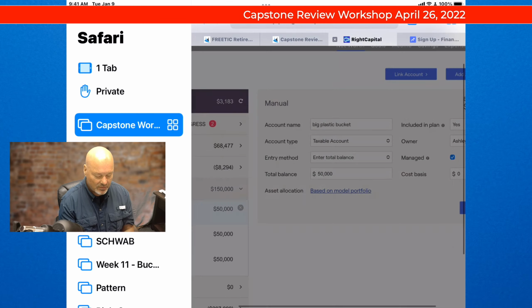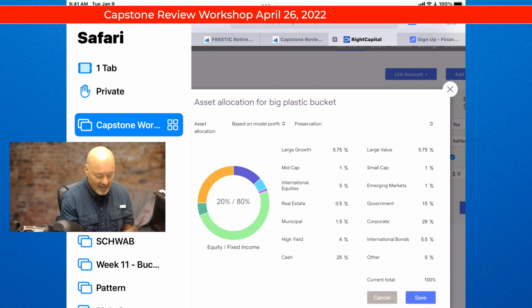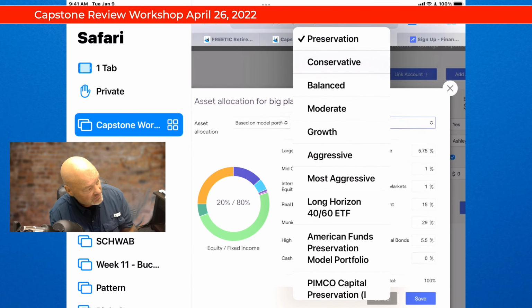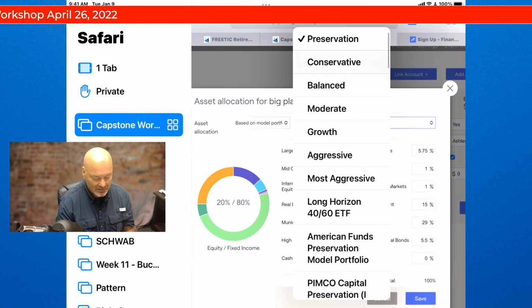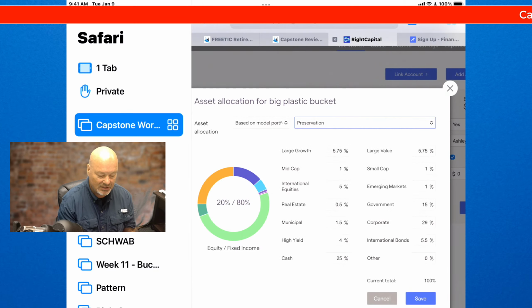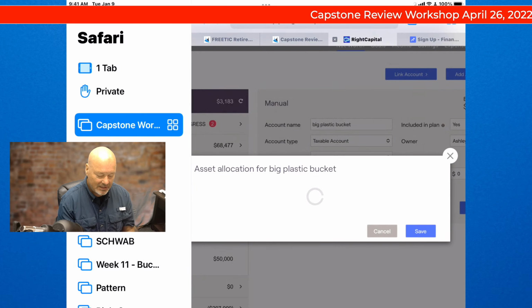It's based on a model portfolio. So I can click on that and select which one of those pre-built portfolio models I want to use. Currently, Ashley, you have preservation. I don't know if you understand what that means. I'm hoping you guys understand what that means.